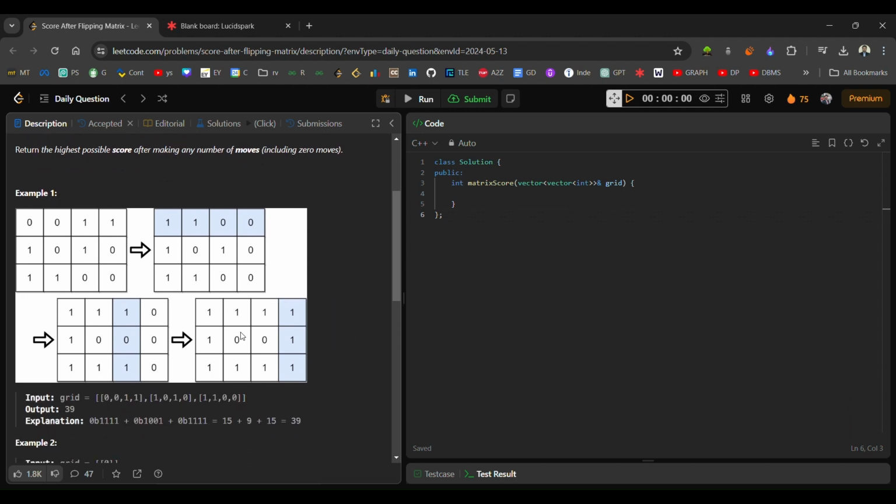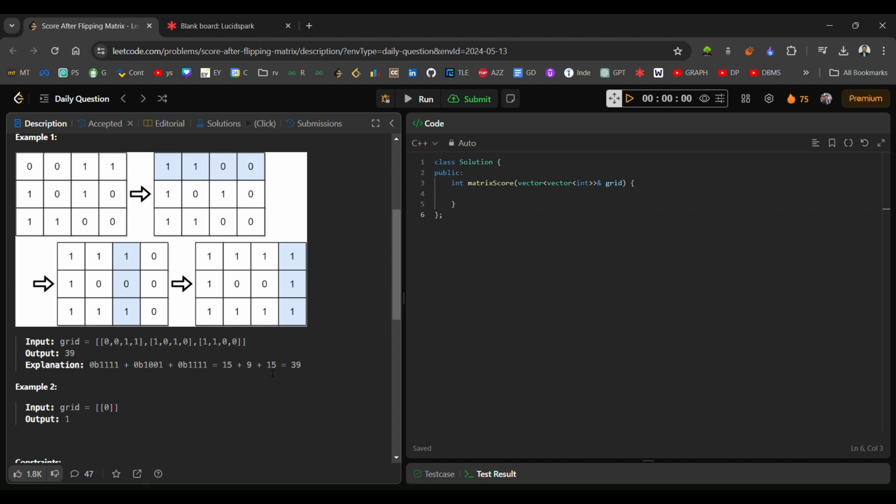So see, look at this matrix: 1 1 1 1, 1 0 0 1, 1 1 1 1, right? So its decimal values will be 15, 9 and 15. So just sum them up and get the value, that is 39. So this 39 is the maximum possible score that can be formed after doing multiple operations, right? Basically multiple moves. In a particular move, you can pick any row or column, and then you can just flip all the values in that row or column, right?